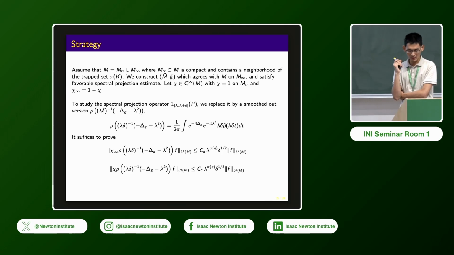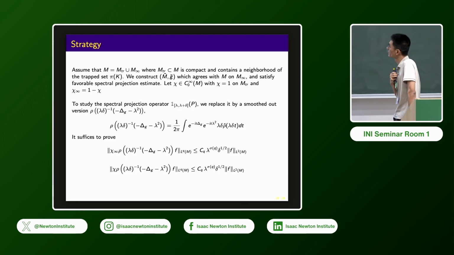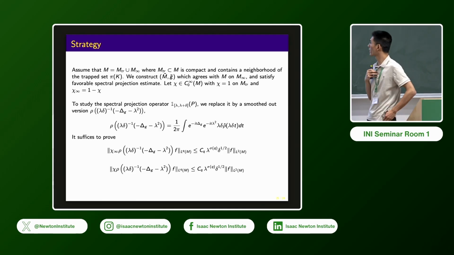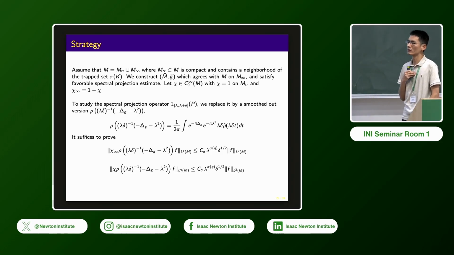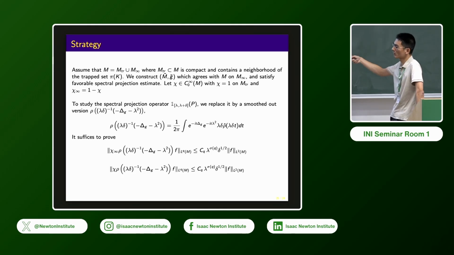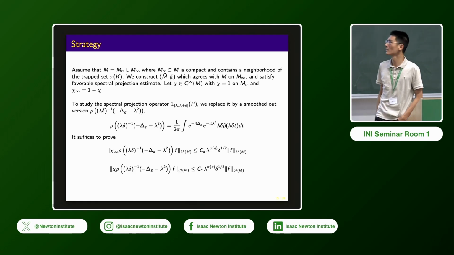This is what we do. Assume the manifold is a union of a trapped region and a non-trapping region, and so we construct some ancillary manifold, a so-called background manifold, such that it agrees with the manifold on the infinite end, the non-trapping region, and we modify the trapped region with some nice hyperbolic metric, so that the whole manifold has nice properties like negative curvature and simply connected, and so it has the favorable spectral projection estimates.